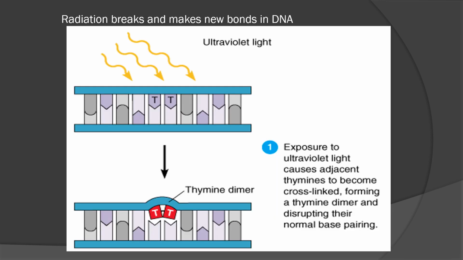This is just showing the ultraviolet light with skin exposure. It causes changes in the bases to thymine. If there's two T's next to each other, they connect to each other instead of across to their corresponding bases. So you don't get normal base pairing, and then that presents a problem when you're making copies of your DNA. That's just an example.